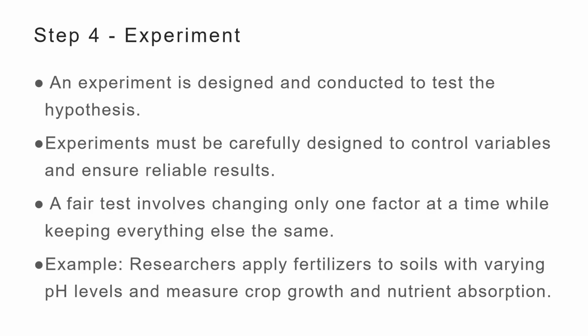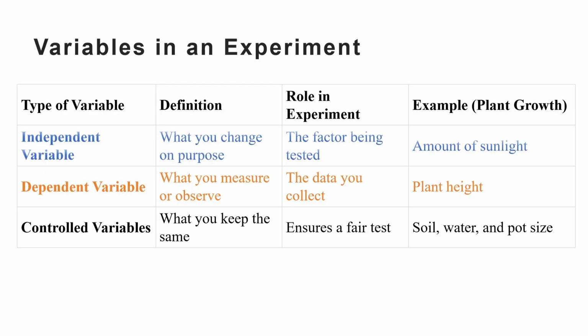So, let's see variables in an experiment. We have different variables. Let's talk about them. The first, independent variables, which is what you change on purpose. In our plant growth experiment, that is the amount of sunlight. Second, dependent variables, what you measure or observe. This is the plant height. The height you measure is the dependent variable. And the third type of variables is controlled variables.